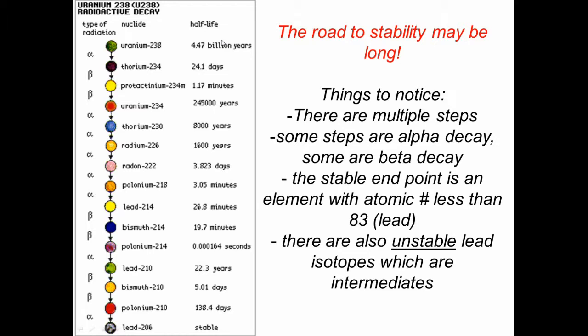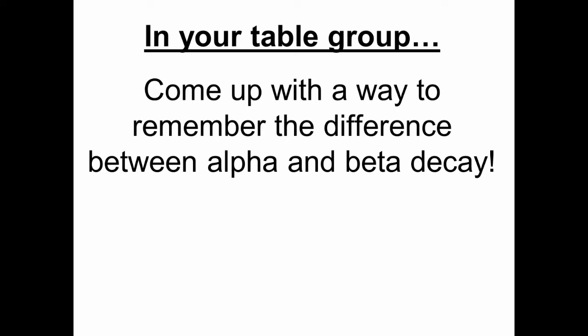A lot of decay chains end with lead. Lead is very stable. There are unstable lead isotopes, which are intermediates along the way, like lead-214, lead-210, but ultimately lead-206 is stable. That's something we did in class.